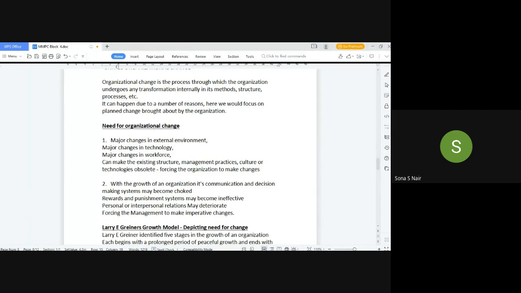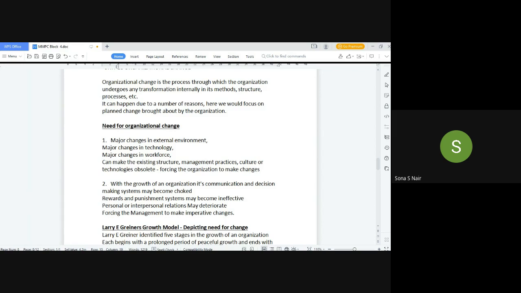Secondly, as the organization grows, its communication and decision making systems may become choked. Whatever was working yesterday might not work today. Rewards and punishment systems may become ineffective. Communication systems may become monotonous. People might not listen to what's happening, they might not follow the communication systems. Reporting systems might fail.